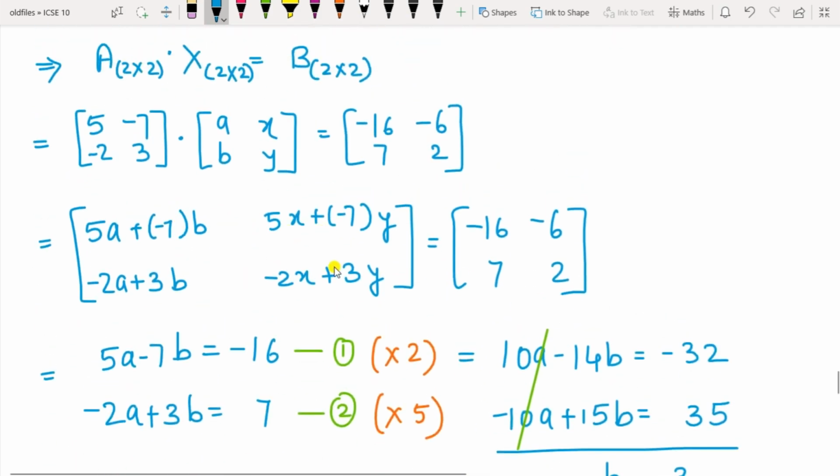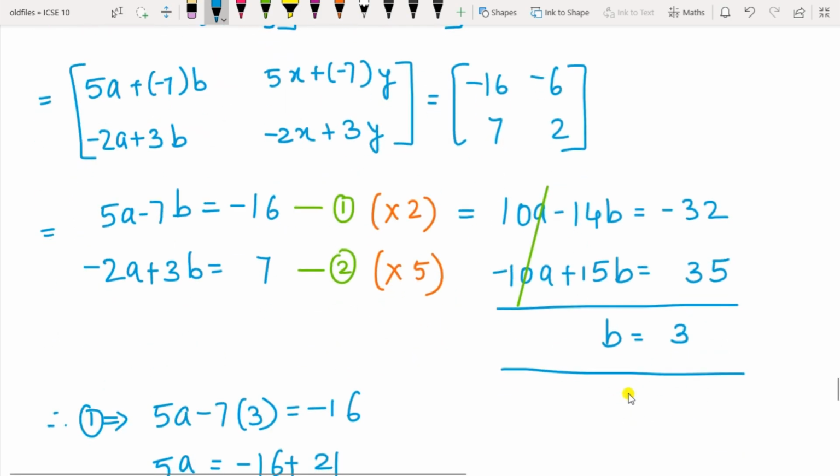So do the multiplication process. Now this matrix is equal to this matrix, so equate the corresponding elements here. 5a minus 7b will be equal to minus 16 and minus 2a plus 3b equal to 7. So consider these two equations as their variables are similar, and let them be equations 1 and 2, and solve the linear equations as you normally do. Make one element's coefficient the same, then you can cancel it and consider the other element and find its value.